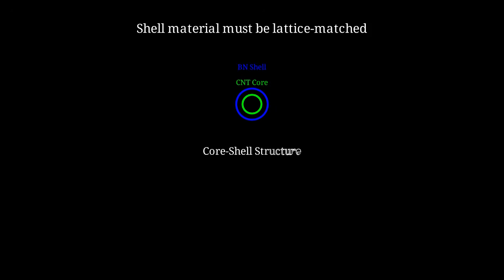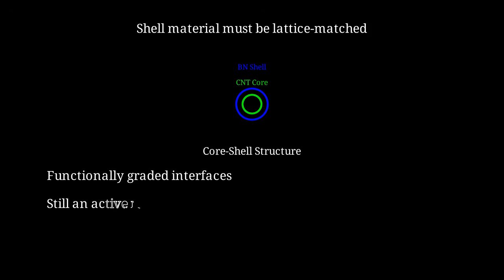Here is a core-shell nanowire. The inner core provides strength. The outer shell protects against adsorbates. Another approach is functionally graded interfaces, where composition gradually changes to avoid sharp stress concentrations. These are active research areas. We do not yet have a perfect solution. The progress is being made.